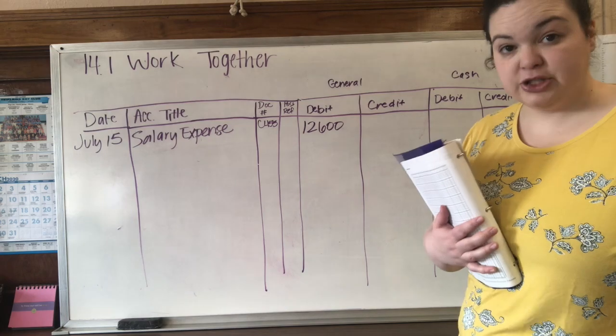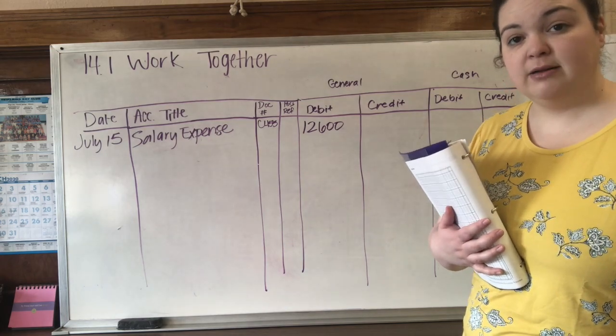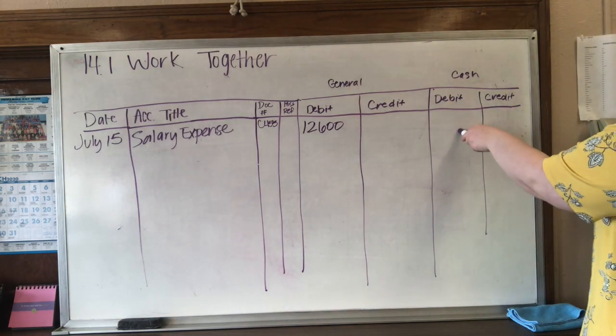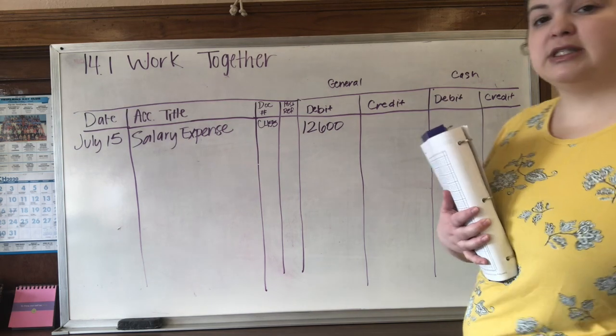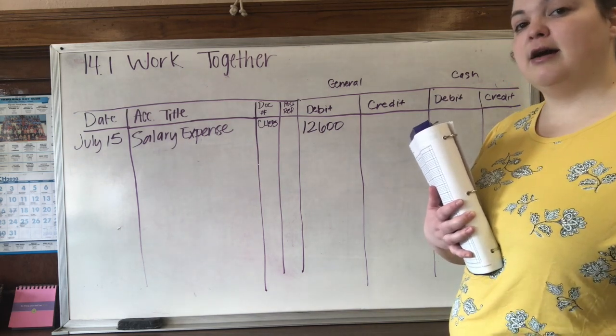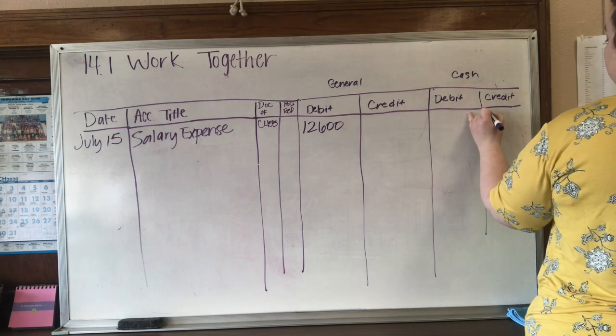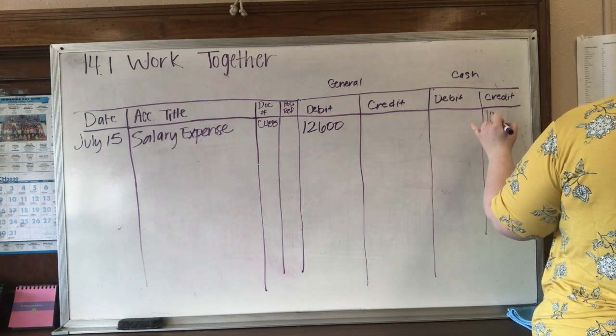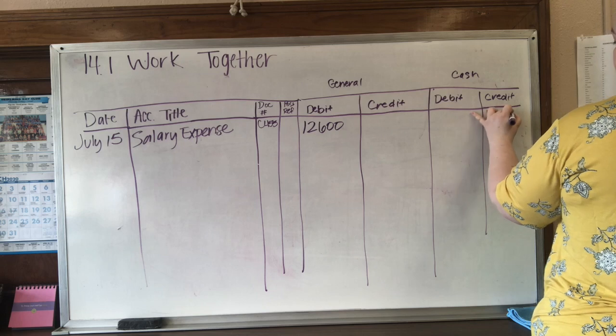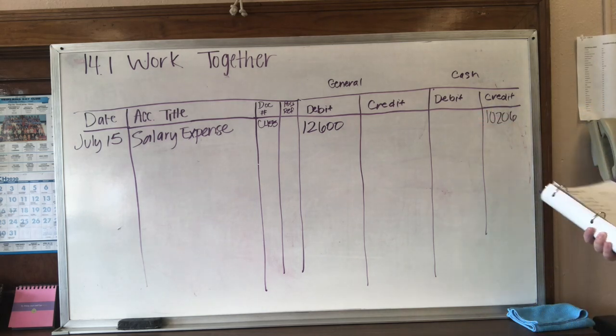Now, you also have a cash T account, so you need to account for that as well. You'll go over to your cash side, and since your T account tells you that it is on your credit side, you're going to credit $10,206. See that all the way over here?